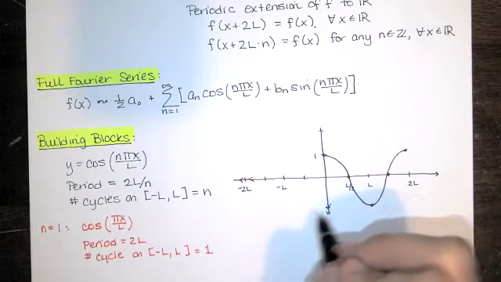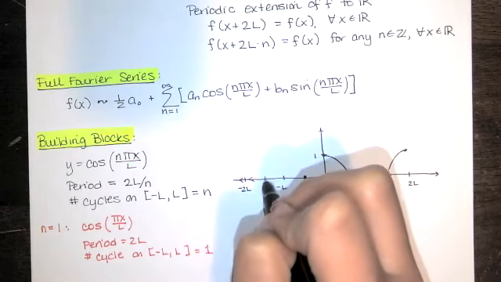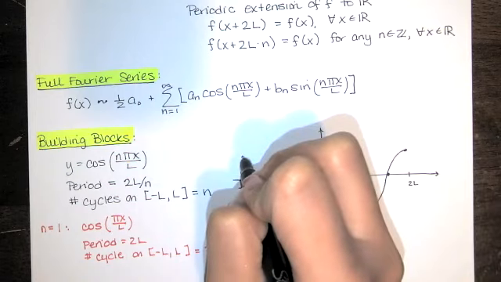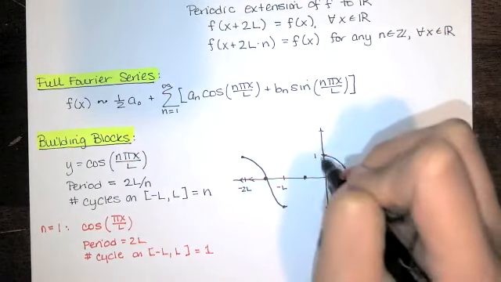So I could repeat that pattern over here. We've got 0 here. At negative L, we'll get -1, then we'll have 0, and then we'll be back up at our maximum value of 1. And we'll see that.